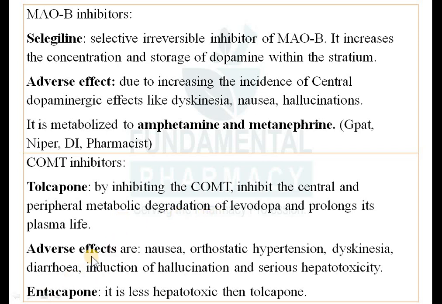Now what are the adverse effects of this tolcapone? So nausea, orthostatic hypotension, dyskinesia, diarrhea, insomnia, then hallucination, serious hepatotoxicity. Now this tolcapone has a serious hepatotoxicity. This is very important. Serious hepatotoxicity. Now there is another drug known as entacapone. It is a congener of your tolcapone. Tolcapone का ही दूसरा भाई है, उसको बोलते हैं entacapone. दोनों भाई है. ये tolcapone क्या है? Hepatotoxic है. It has a serious hepatotoxic adverse effect. That's why उसका भाई को यूज करो.